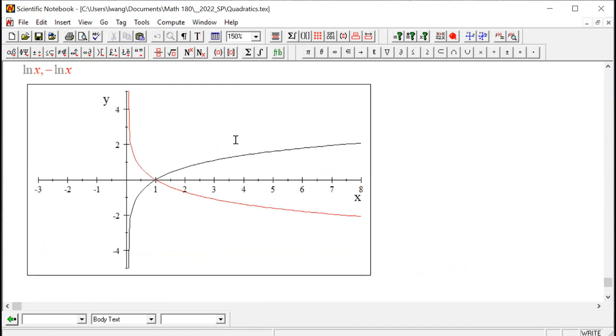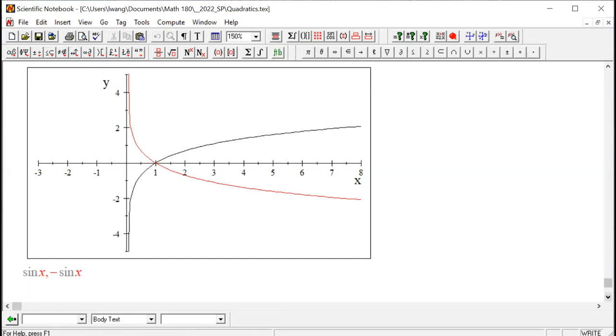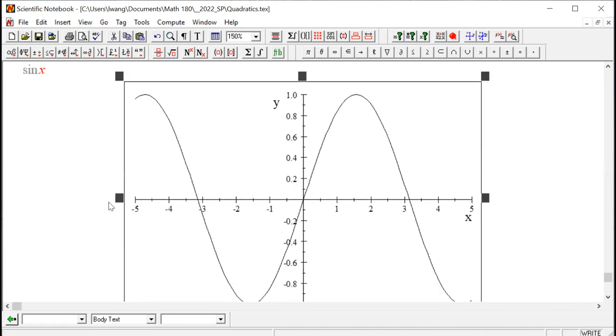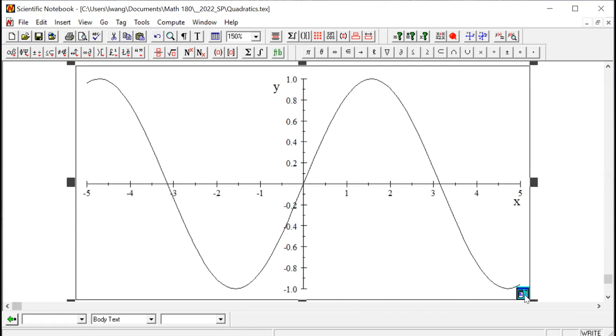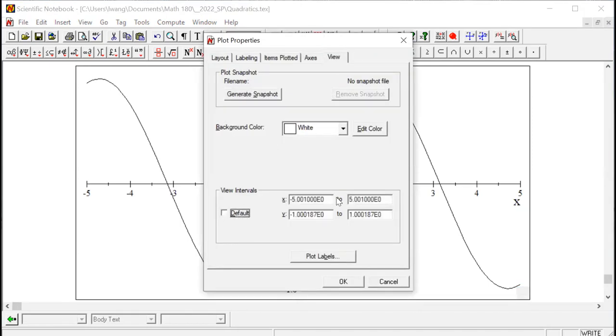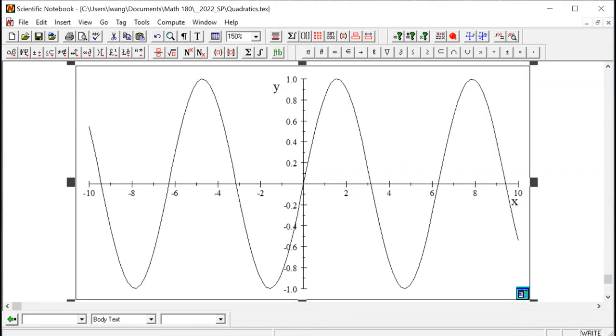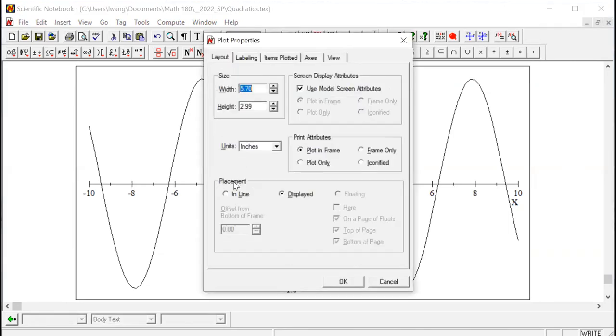How about sine x and negative sine x? Let's look at that. Sine x, we got it. Let me make some adjustments so you can play with it. Here we go. Sine x and negative sine x. So we got sine x. We haven't done the negative sine x yet.